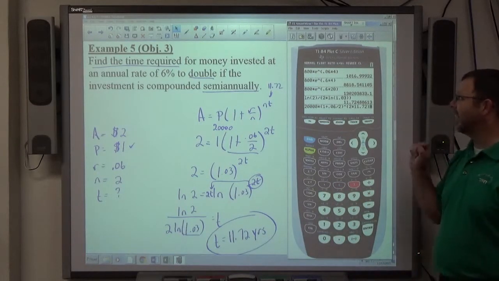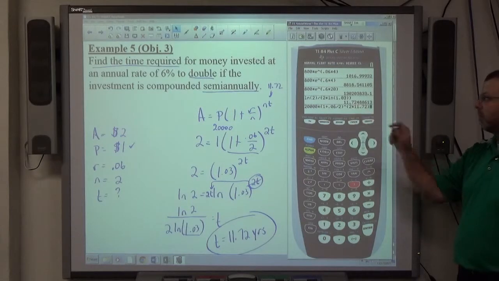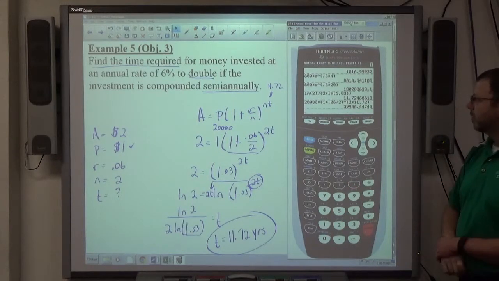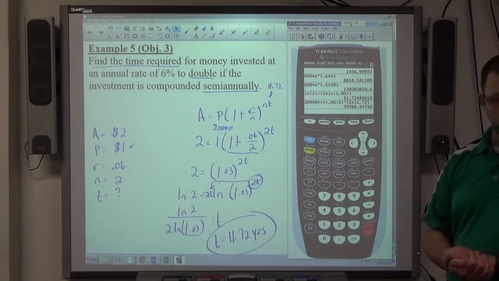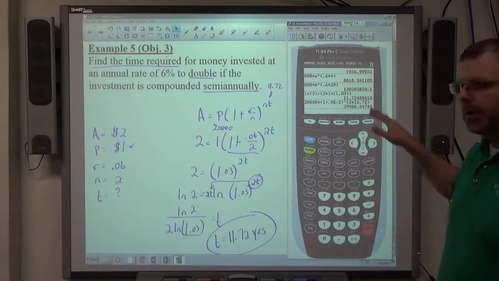Now it'll be slightly less, right? 11.72488. Still, it's pretty close to $40,000, right? So again, doubling our money, that's what we're looking to do, so that's a pretty good indication of it being the right answer there.